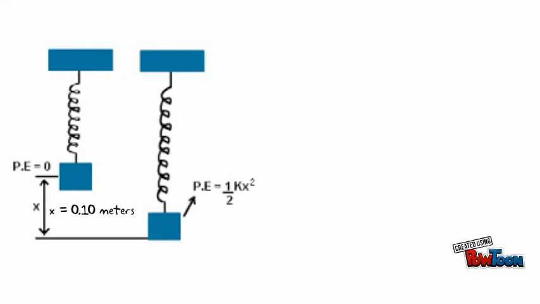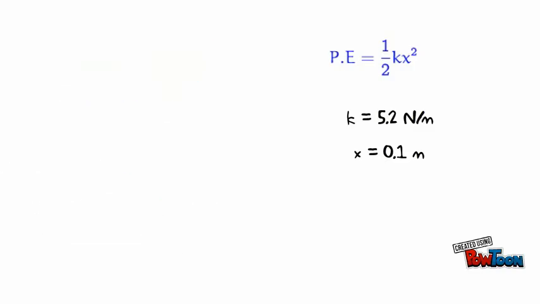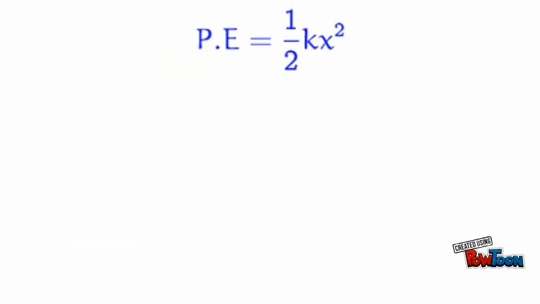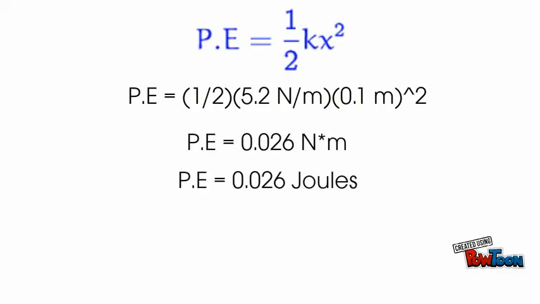Let's try an example. Imagine we have a spring that is stretched 0.1 meters and has a spring constant of 5.2 newtons per meter. We can calculate the potential energy using the equation PE equals 1/2 kx squared, where k is 5.2 newtons per meter and x is 0.1 meters. Substituting into the equation, we can calculate potential energy to be 0.026 newton meters, or 0.026 joules.